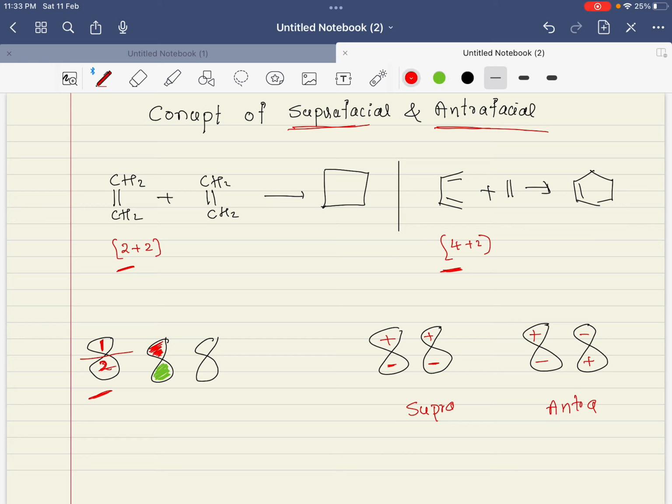These lobes can also be represented by a positive sign and a negative sign. Remember, this positive and negative is just to show the symmetry of different lobes, and these are not charges. People confuse these as charges. These are not charges. Positive and negative are just notations to indicate different symmetry of the lobes. This is what an atomic orbital is about.